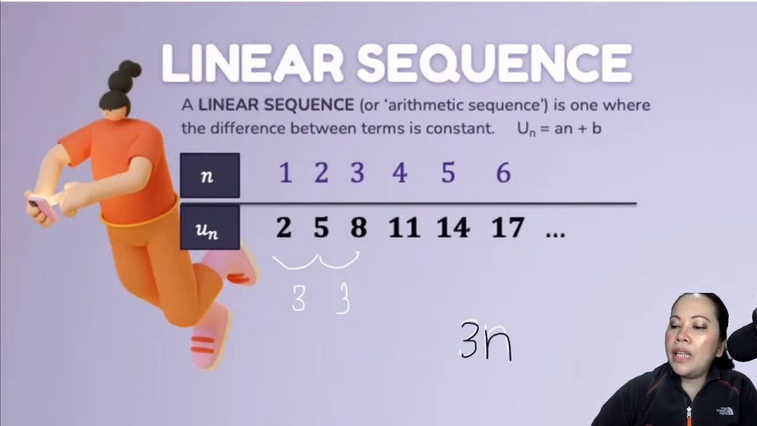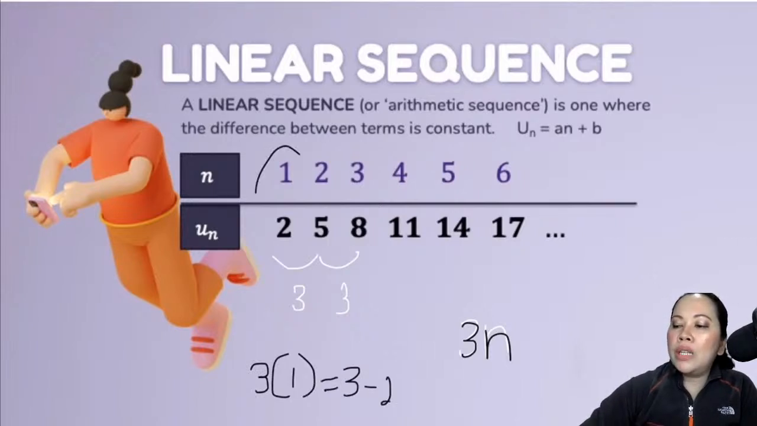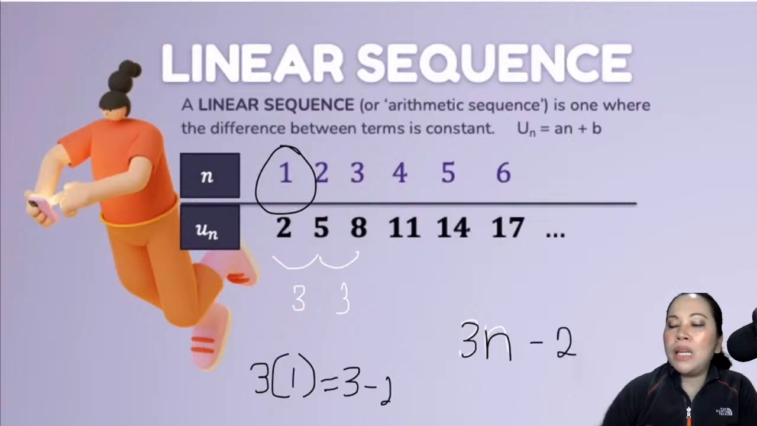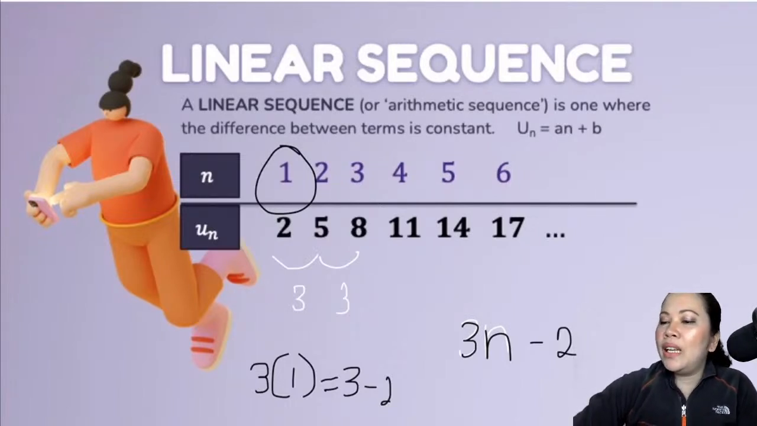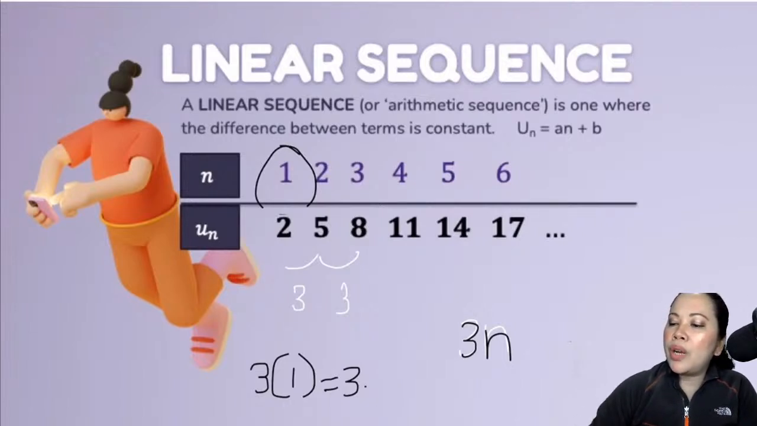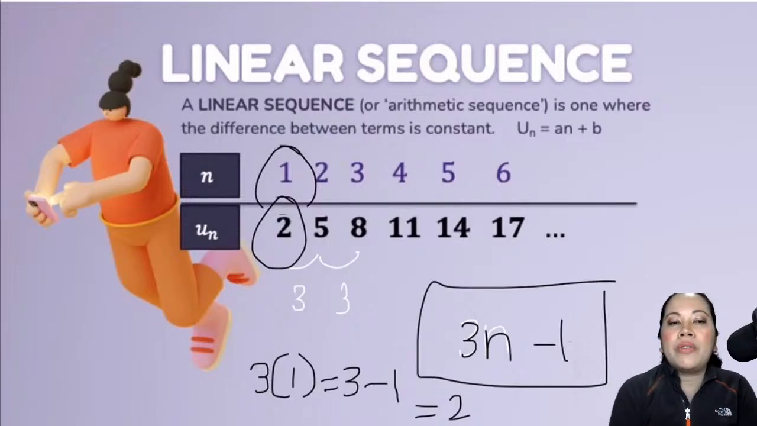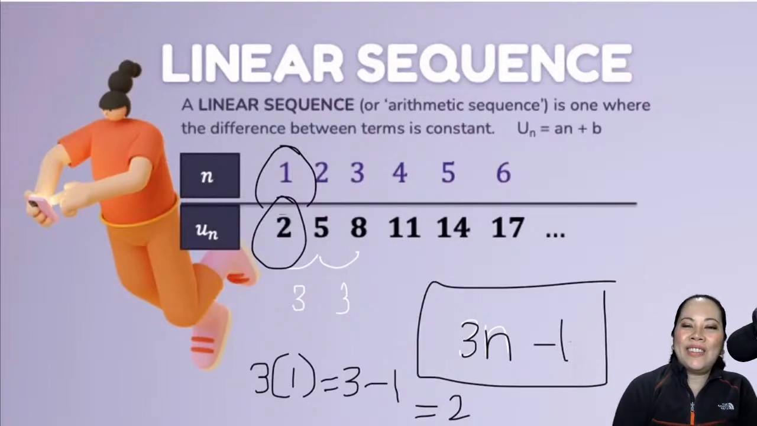So 3n, right? 3 times 1 gives us 3, minus 2 would give us 1, so, oh sorry, it's not minus 2. I'm looking at the position. The first term is 2. So 3n, you subtract 1, 3 minus 1 gives you a 2, which is the first term. So the linear sequence formula will be 3n minus 1.